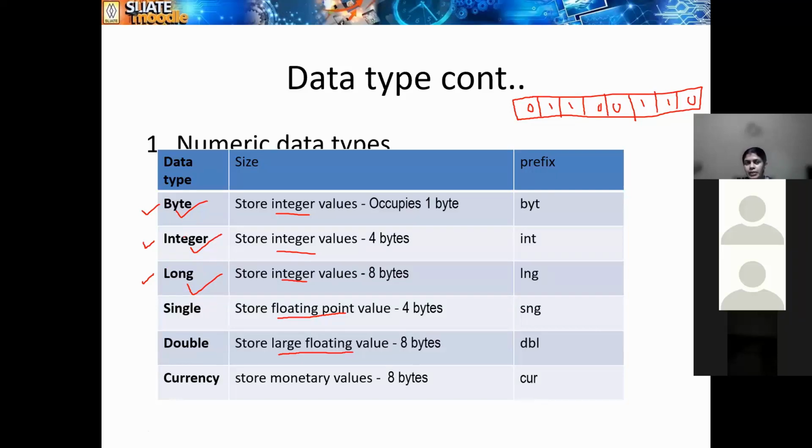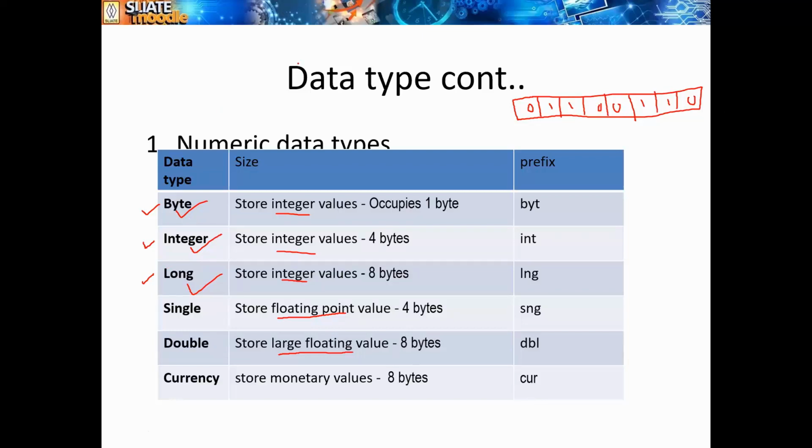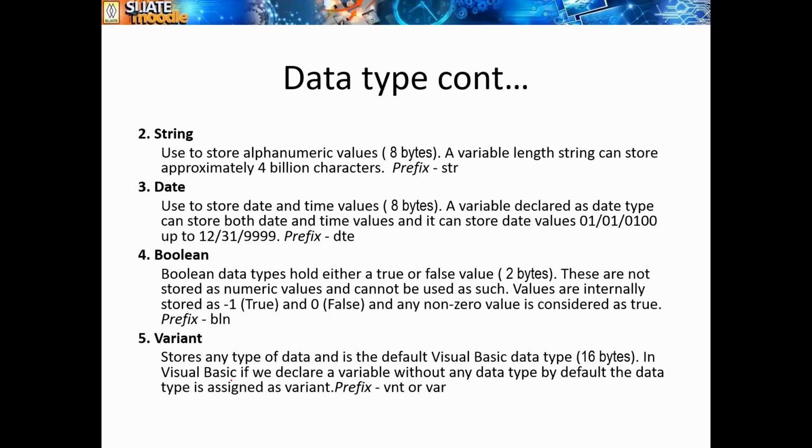There is data that we are going to use with decimal places. So for those again we have two options, single or double. Right? These are for values with decimals. Okay. And you know about currency. If you want to give a currency value, you are going to use this currency data type.